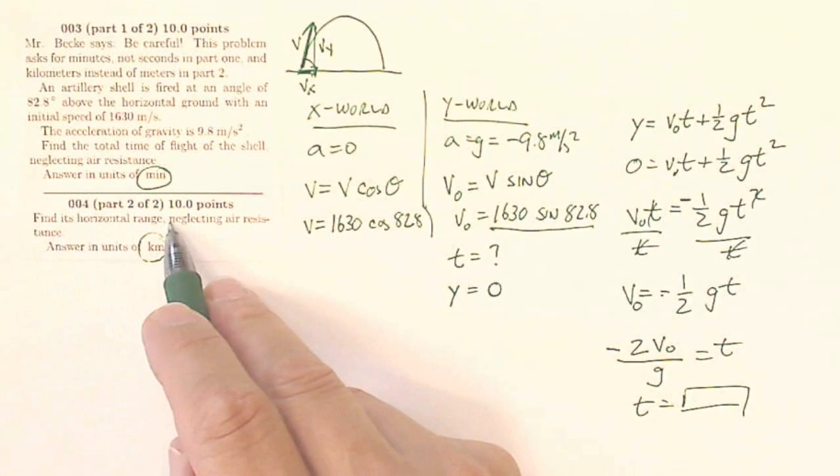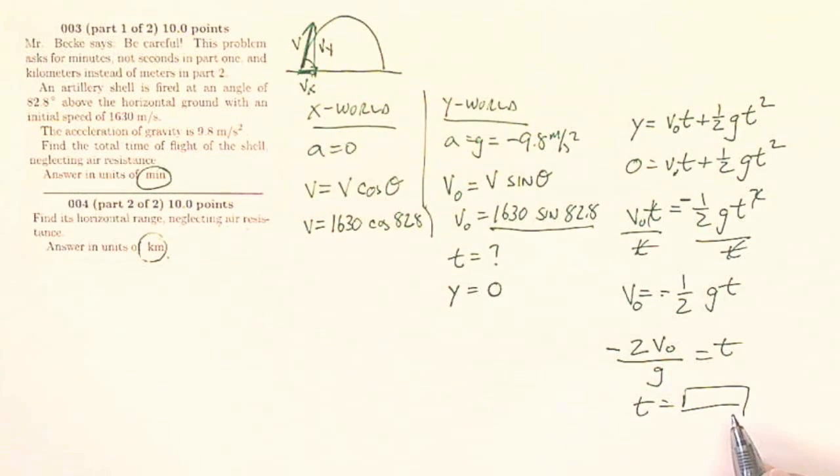Now it says find its horizontal range, neglecting air resistance. Oh, sorry, take that time, and that's going to be in seconds. So whatever that is, divide by 60, and that'll give you minutes. So that many seconds divided by 60, put it into minutes. So that's going to be your answer.